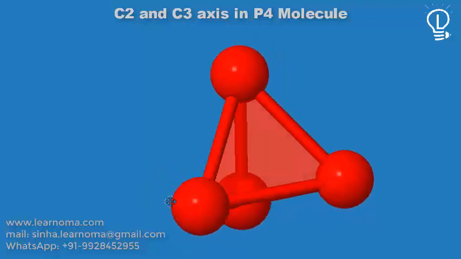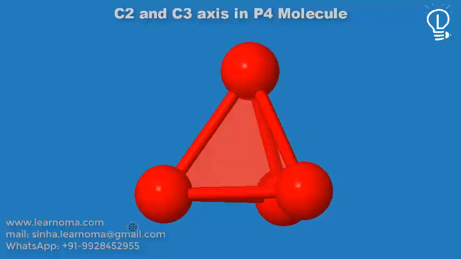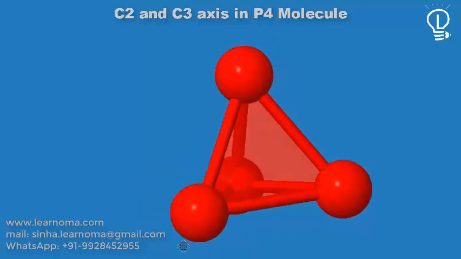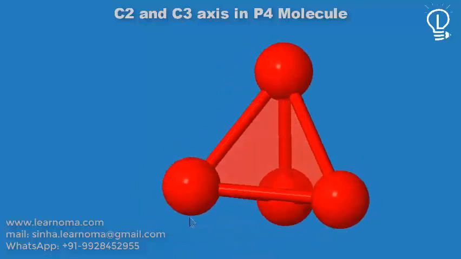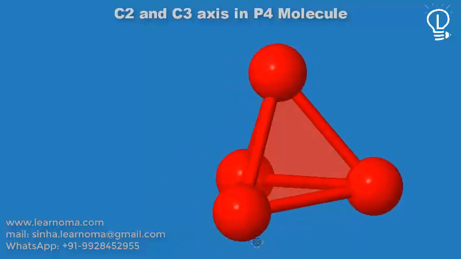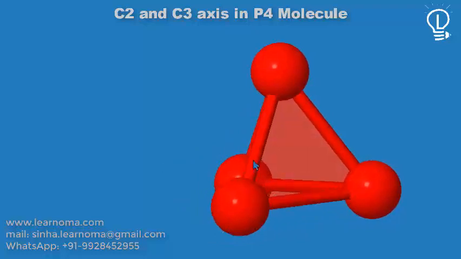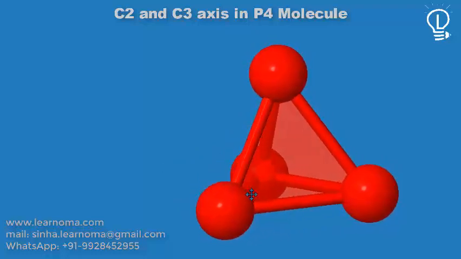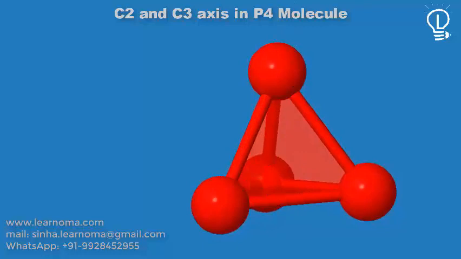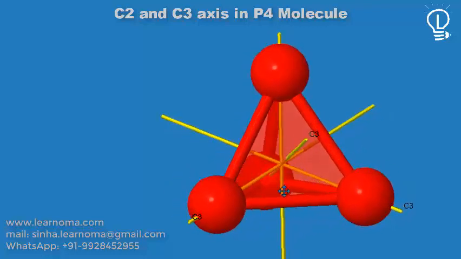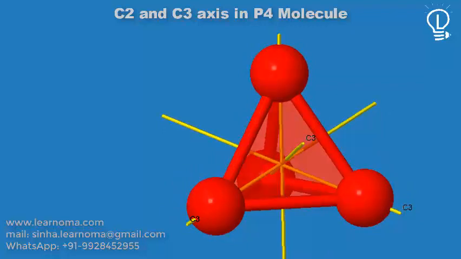Four phosphorus atoms are arranged tetrahedrally, and in this structure it is very clear that there are 4 C3 axes of symmetry, each C3 axis passing through at least one atom. See this. For example, here we have a C3 axis. Let us consider just this example, C3.